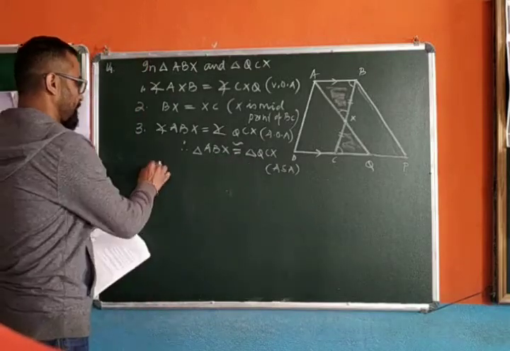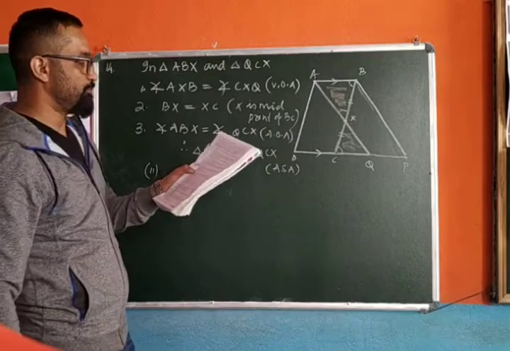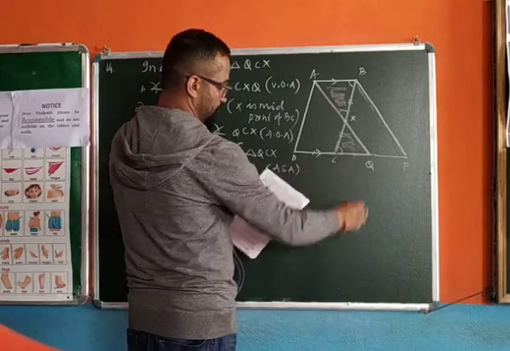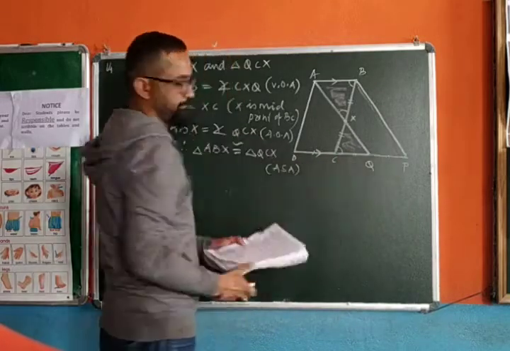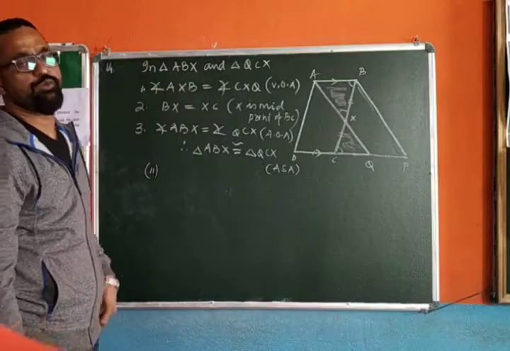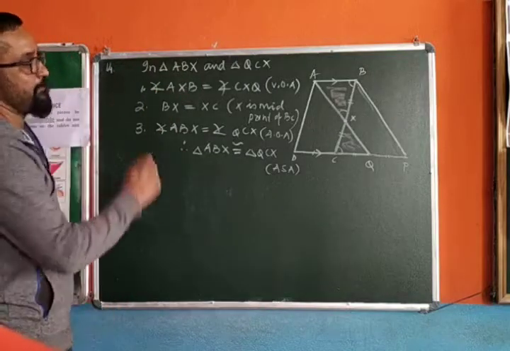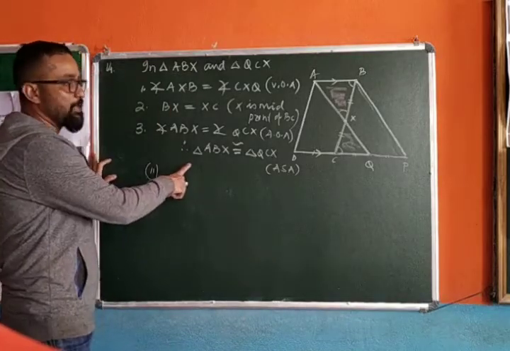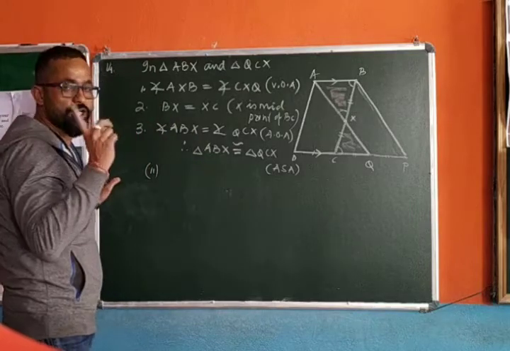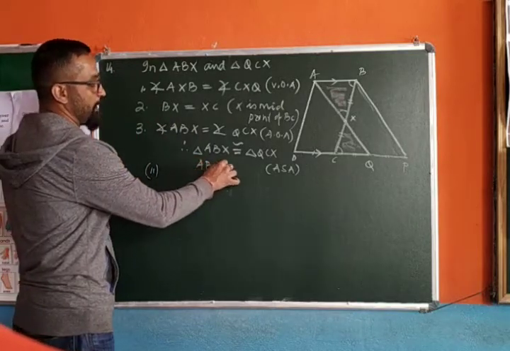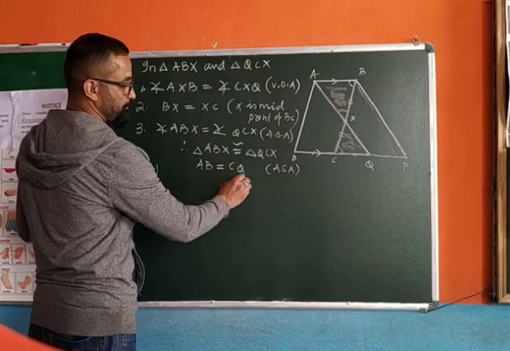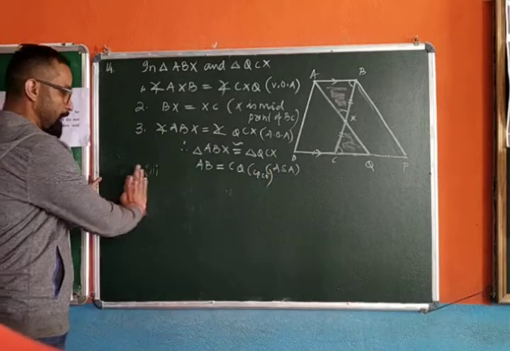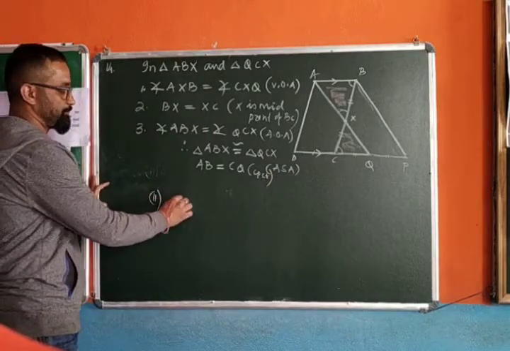Second part. The question says prove DC equal to CQ equal to QP. In order to prove this, we use the property of parallelogram. You can do one more calculation here. Since the triangles are congruent to each other, we can write AB is equal to CQ, CPCT, corresponding parts of congruent triangles. Then you proceed with the calculation.